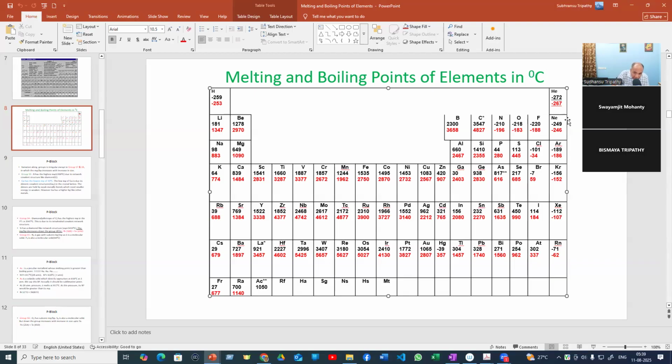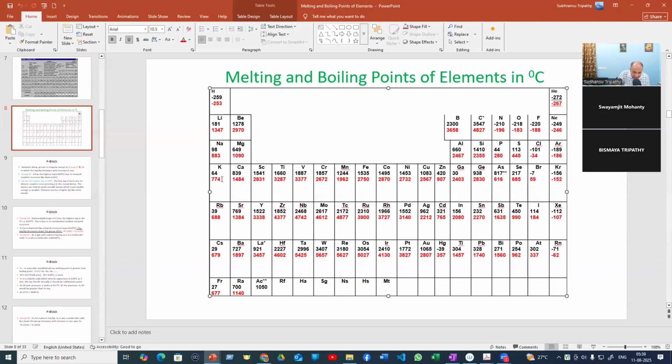So also the noble gases: minus 272, very close to absolute zero. That is, 0 Kelvin is minus 273.15. It is very close to that, about 1.15 like that. So then minus 249, it goes on increasing. Minus 189, minus 156, minus 112, minus 71.